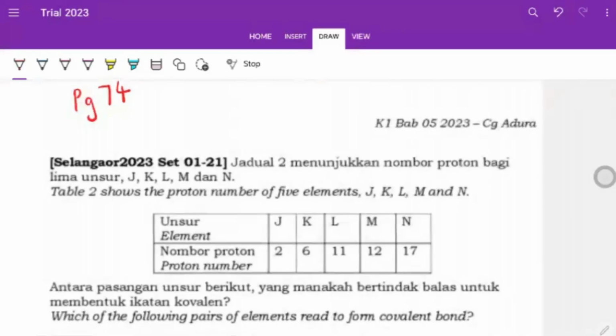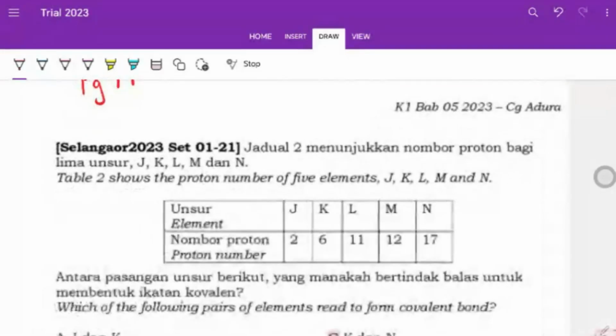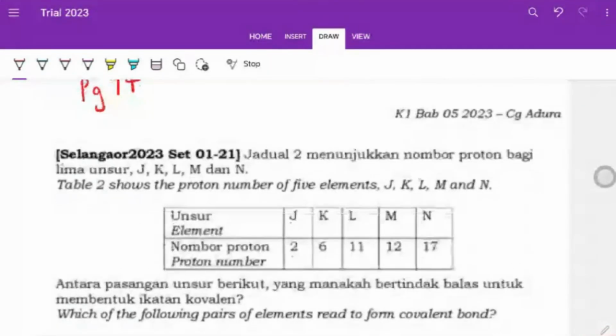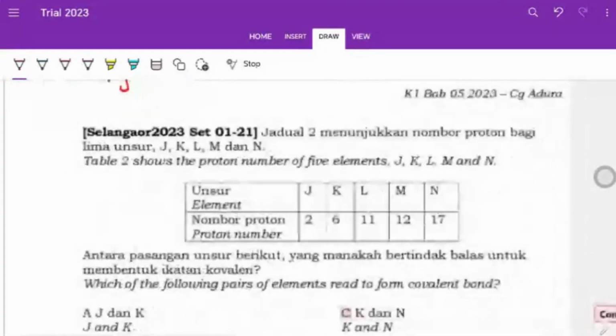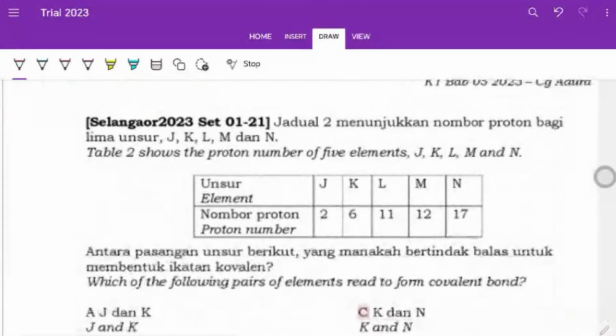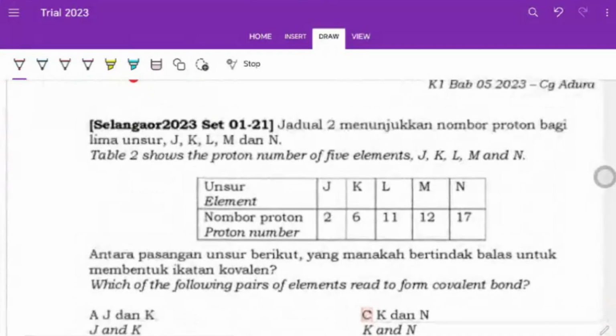Our lessons tonight. We do some discussion on Paper 1, Chapter 5. Okay, page 74. Have you tried these questions? The table shows the proton number for 5 elements. That's J, K, L, M, and N. So you see the proton numbers given: 2, 6, 11, 12, and 17.